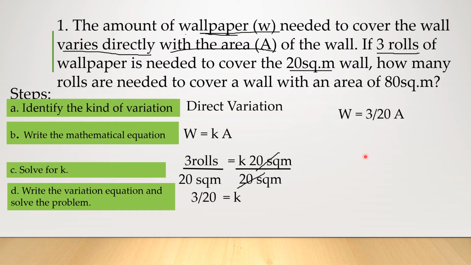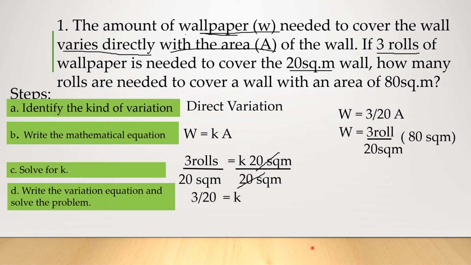So, now, let's substitute. Let's solve the problem by substituting the values. So, here, 3 rolls per 20 square meters. That's the value of K. Here. And then times 80 square meters.